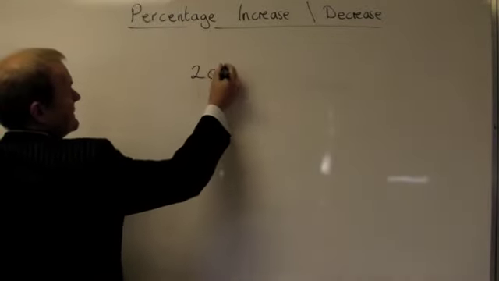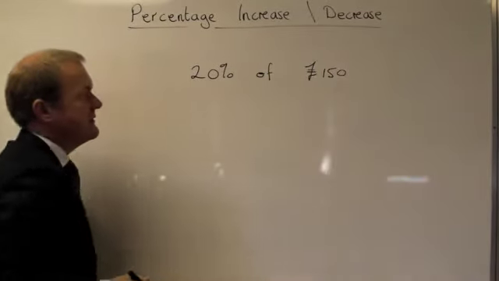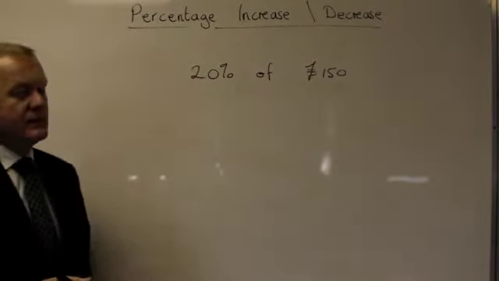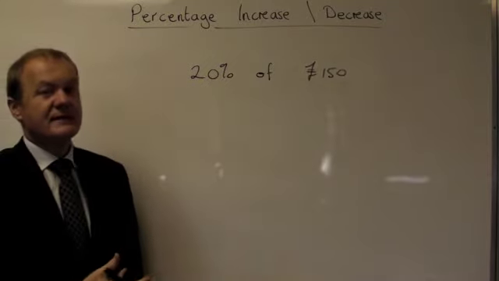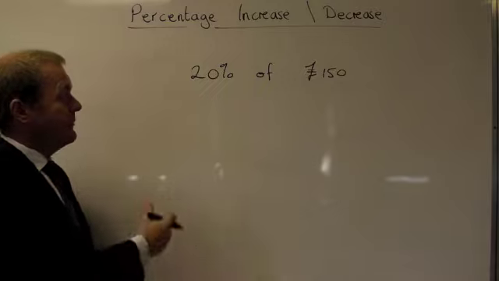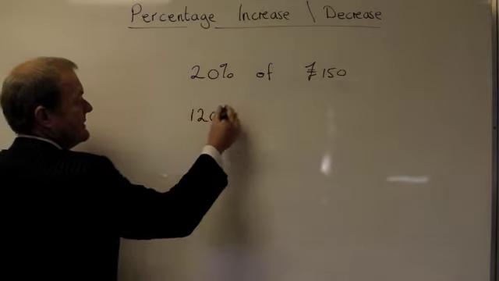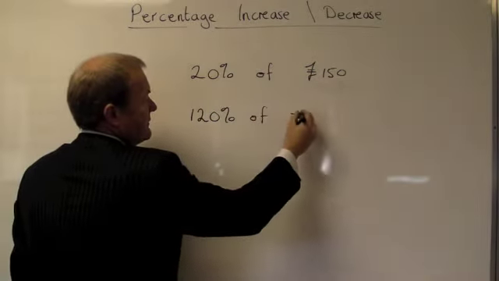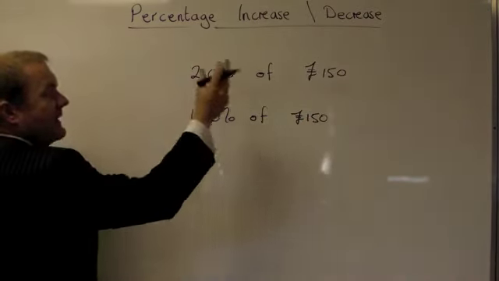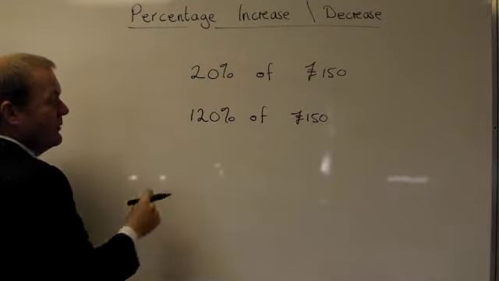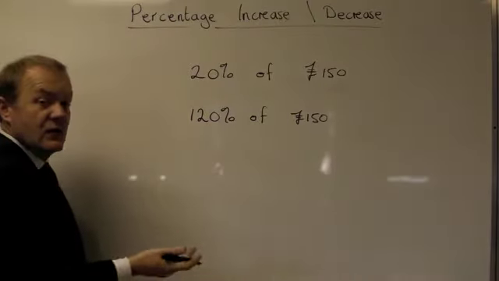We wanted 20% of £150. Okay, so if I wanted to increase my value by 20%, what I'm saying is I want 100% of my £150, all of it, and I want another 20%. So effectively I'm looking for 120% of my £150. So rather than working out the 20% and then adding it on, I'm now going to complete the whole thing with one calculation. So if I wanted 120% of £150, again I could use a variety of methods.